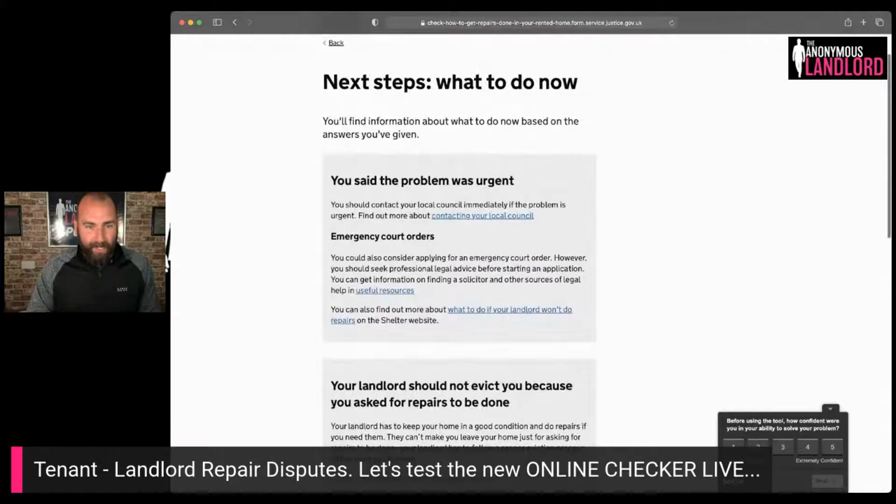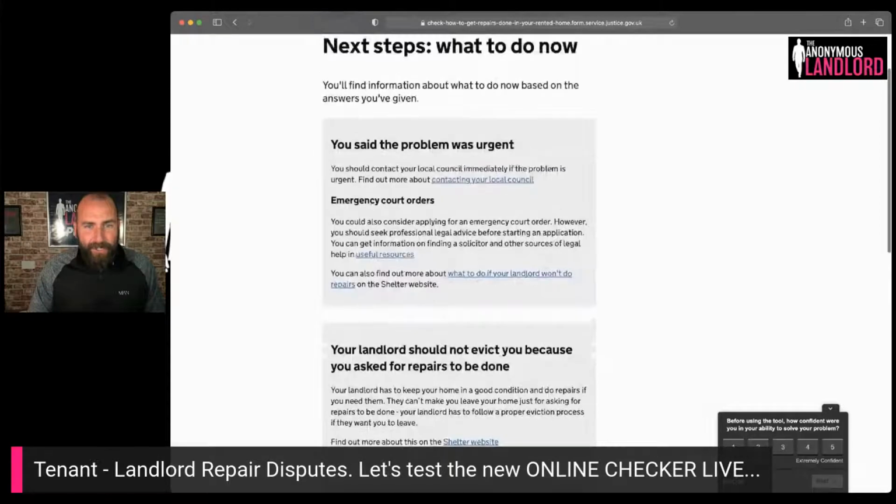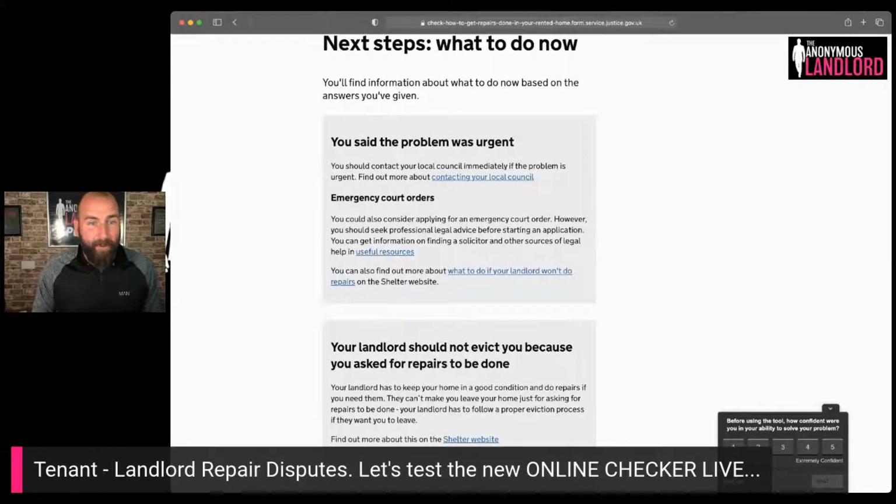You said the problem was urgent. Emergency court orders. Right, here we go. You should contact your local council immediately if the problem is urgent. Okay, whether we agree with this or not is irrelevant here, because actually what it's saying is do something about it. It's urgent. And the first place they're going to call is the council.